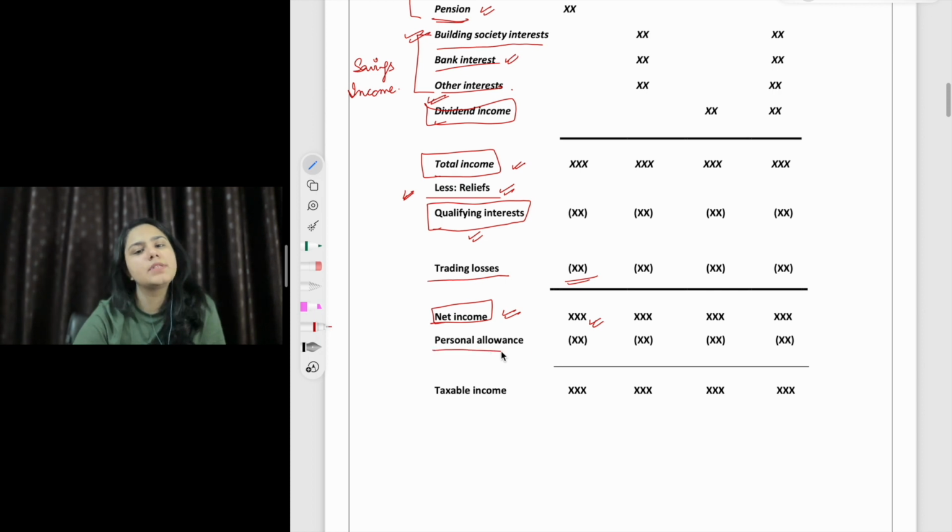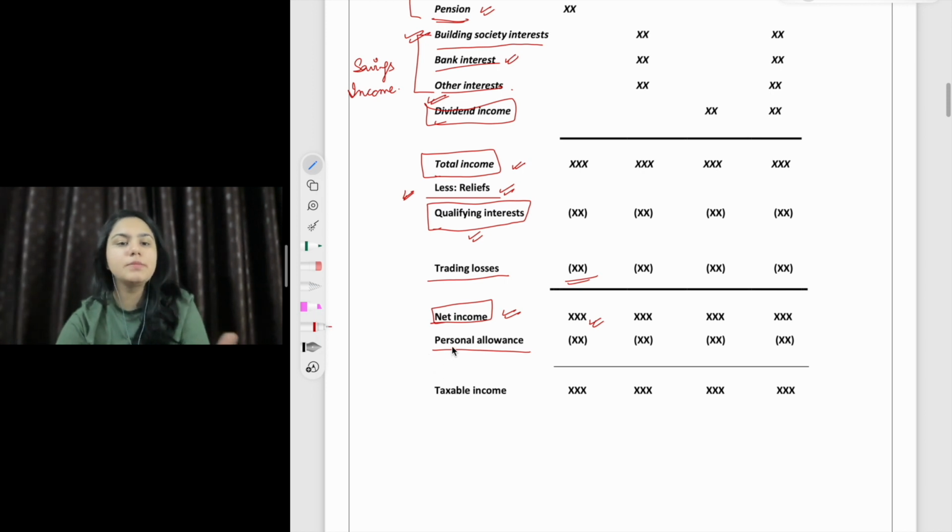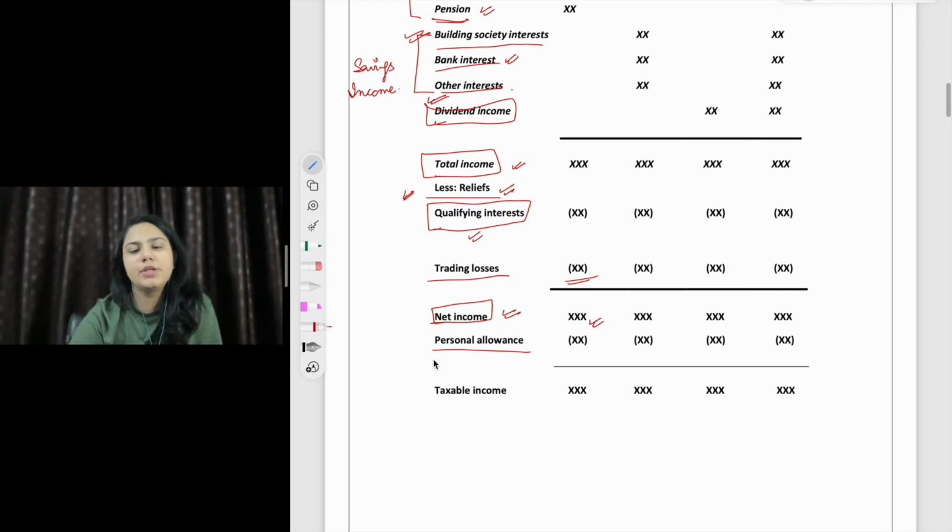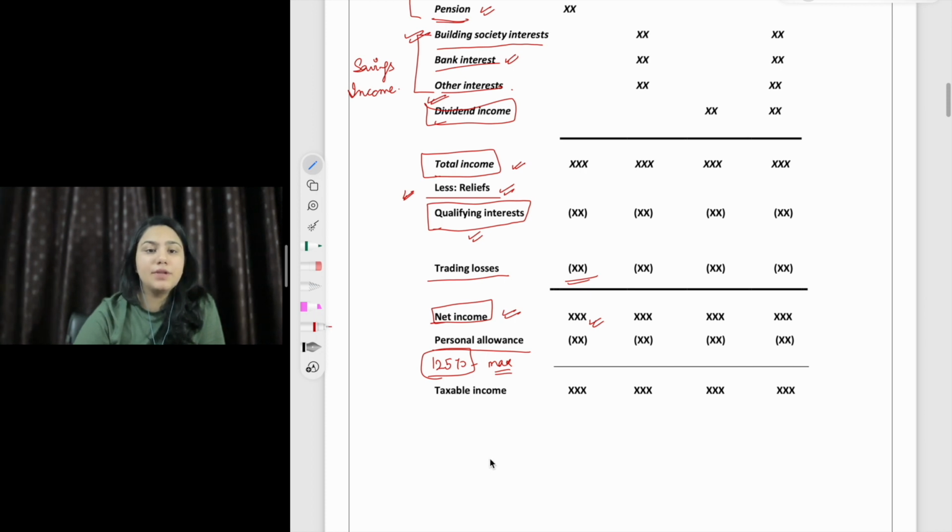From net income, I will subtract my personal allowance. The maximum personal allowance that is available to an individual during a particular tax year is 12,570. It will be subtracted from our income, and after that we'll get our taxable income.